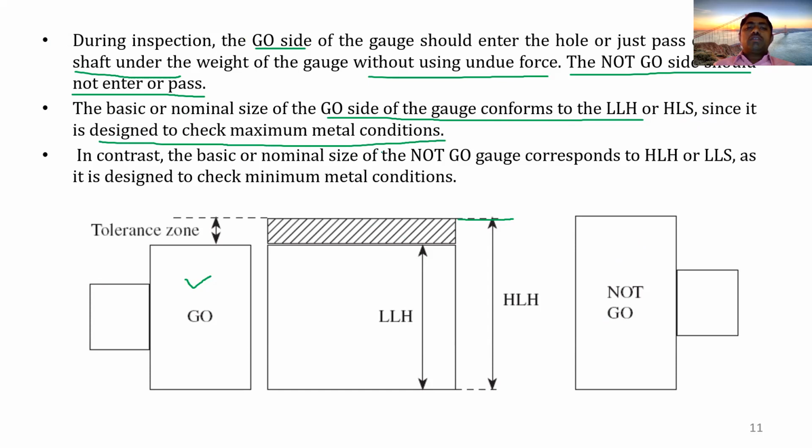So for the hole, the maximum metal condition is the low limit of the hole, and for the shaft, the maximum metal condition is the high limit of the shaft. In contrast, the basic or nominal size of the not go gauge corresponds to the high limit of the hole or low limit of the shaft, as it is designed to check the minimum metal conditions. So the minimum metal conditions are the high limit of the hole and the low limit of the shaft.